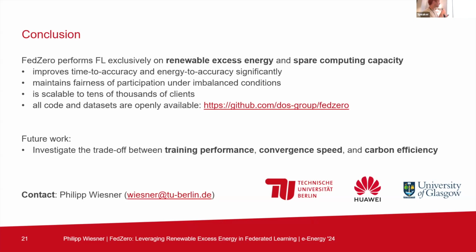Like, what is the trade-off between training performance, convergence speed, and carbon efficiency? Because of course, zero carbon is just a thought experiment. In practice, you need excess energy available at all the clients. You do not always have that. So we really want to know: okay, 20% slower, how much carbon can I save? 30% slower, how much carbon can I save? I think this is a very interesting question.